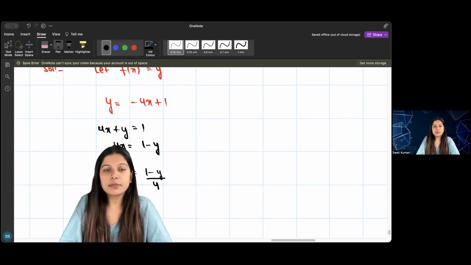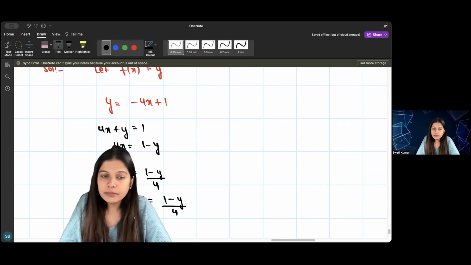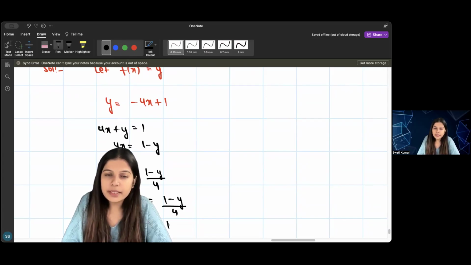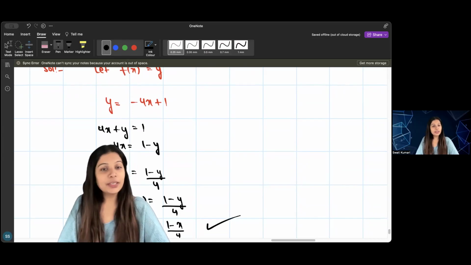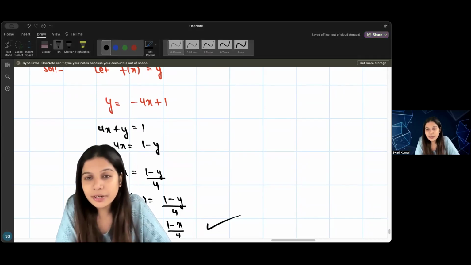Which is nothing but your f inverse y. So f inverse y, you have got 1 minus y by 4. Now replace y with the x, so it will become f inverse x is 1 minus x upon 4, and that's the answer. And that's how you can calculate the inverse of any function.